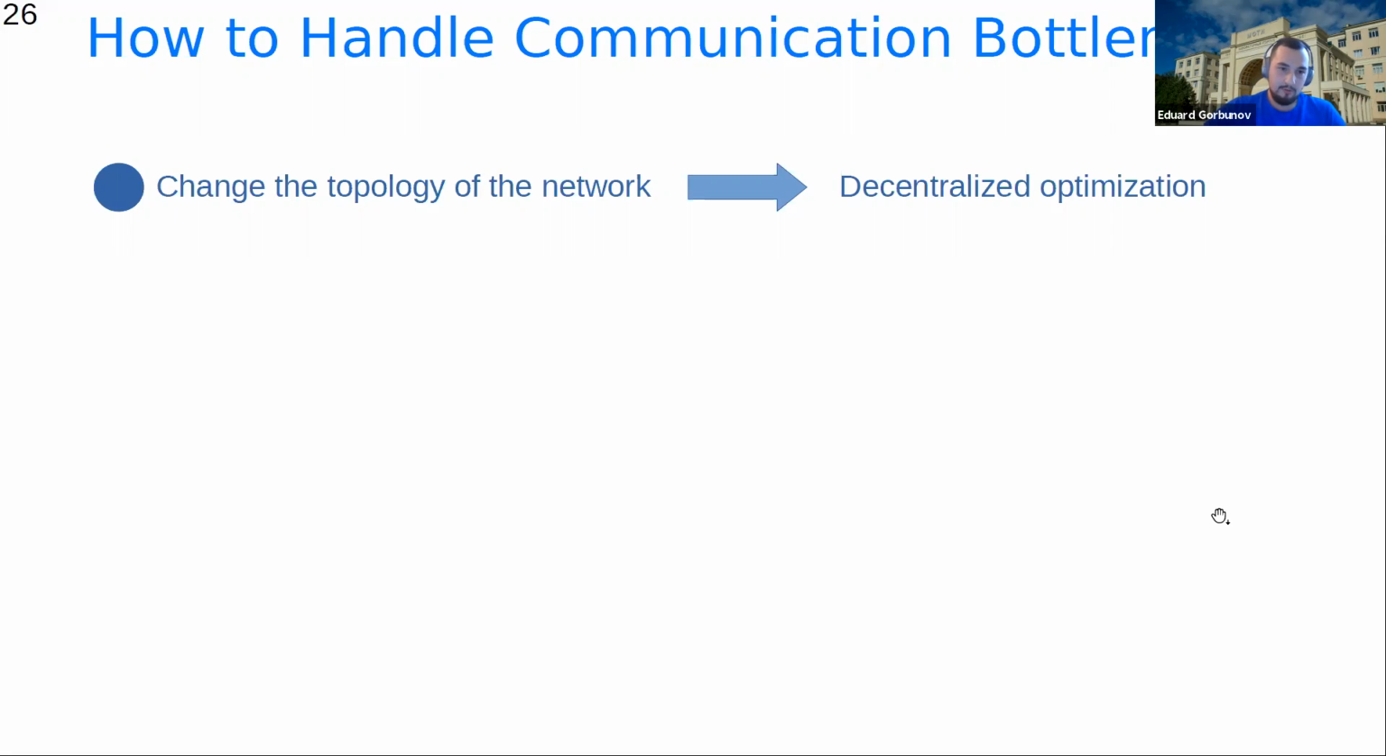Okay, so how to handle the communication bottleneck? There are many approaches to do that. For example, we can change the topology of the network.